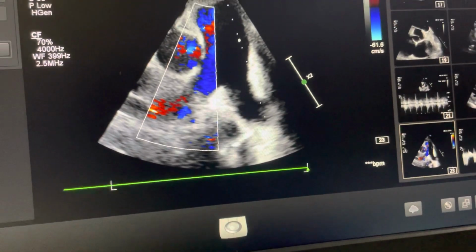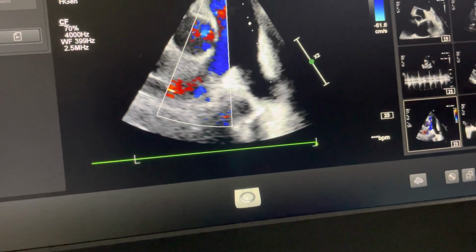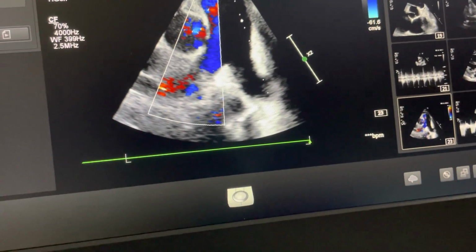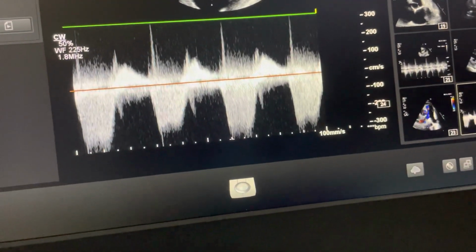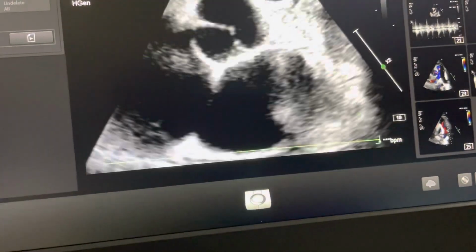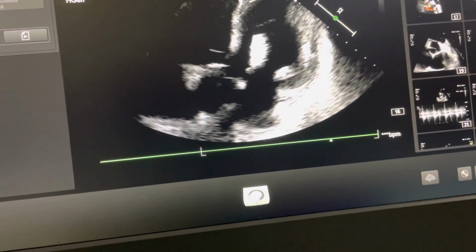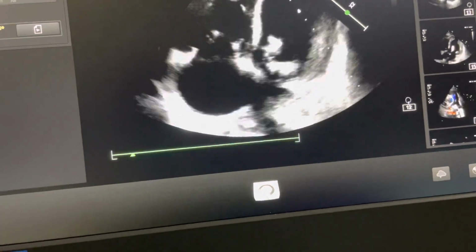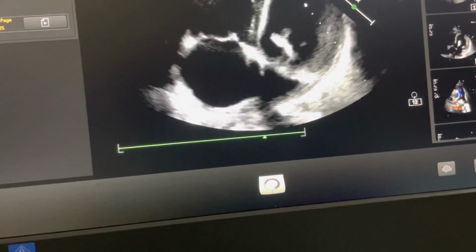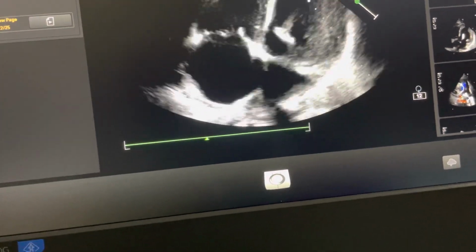So this is the case of infective endocarditis, vegetations at mitral valve, and case of pulmonary embolism also. So teaching point is here. One thing is McConnell's sign. Poor contraction of right ventricle, poor free wall in comparison to apical portion of right ventricle. That is called McConnell's sign.